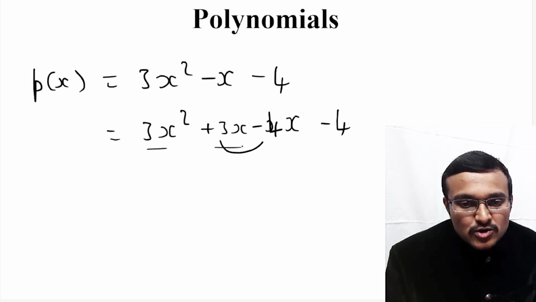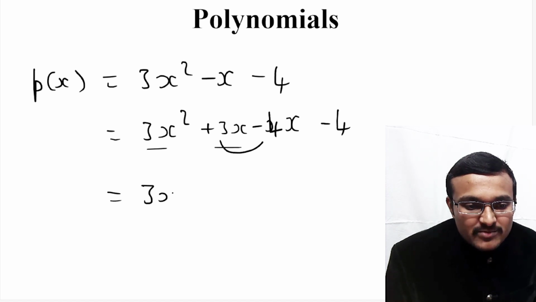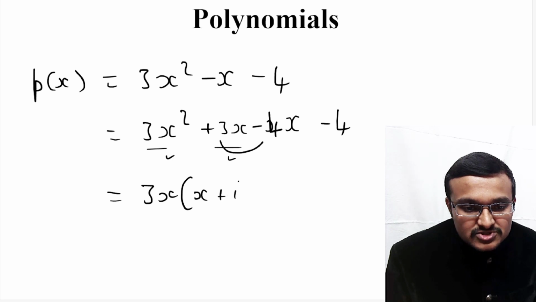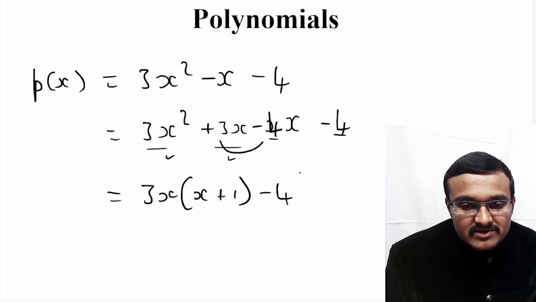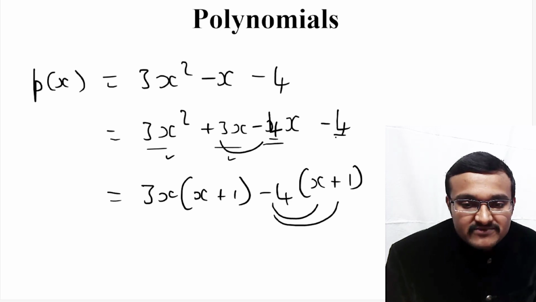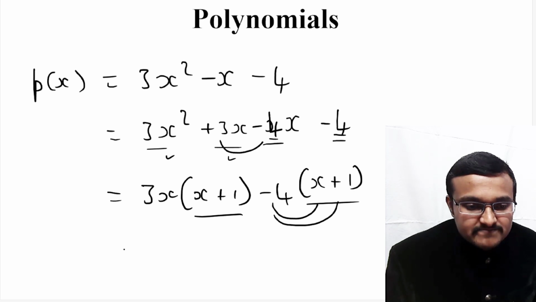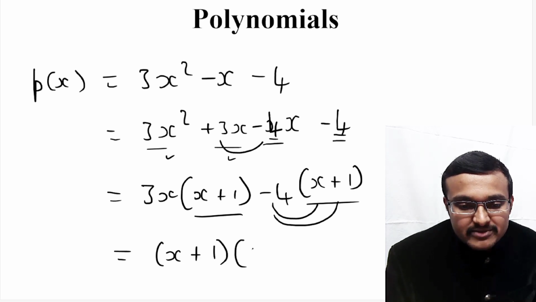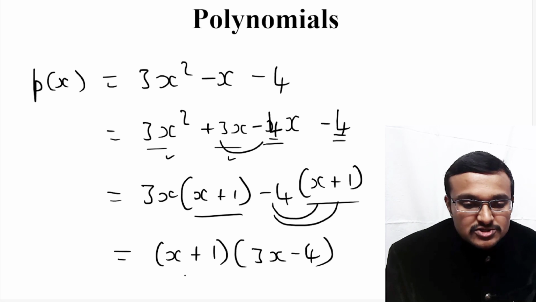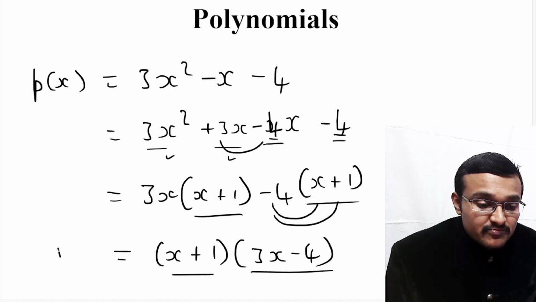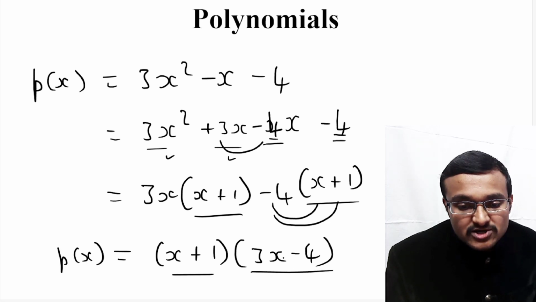Now you can take 3x common in these two. When you take 3x common, only x will remain here and only 1 will remain here, so x plus 1. Here you can take minus 4 common. When you take minus 4 common, x plus 1 will remain inside, because minus 4 into x gives minus 4x and minus 4 into plus 1 gives minus 4. Here x plus 1 and x plus 1 are common. When you take x plus 1 common, in the bracket you will have 3x minus 4. So p of x is equal to x plus 1 into 3x minus 4.